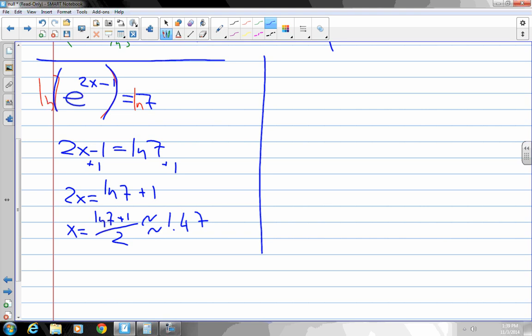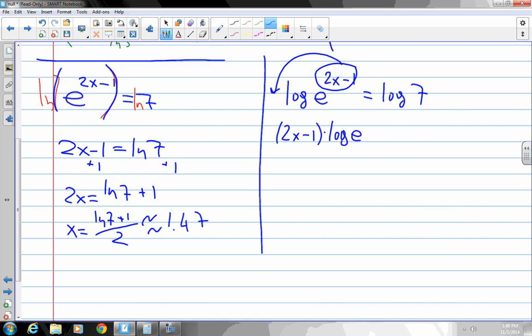If for whatever reason you used common log on this equation, that's just your personal preference, no matter what, you just use log base 10, you'll still get the right answer. It'll just be an unnecessary amount of extra work. So if I do that, the only thing that happens, don't write this down because you don't want to see that in your notes. The whole exponent just falls down, so it is 2x minus 1 times log of e equals log of 7. Right?